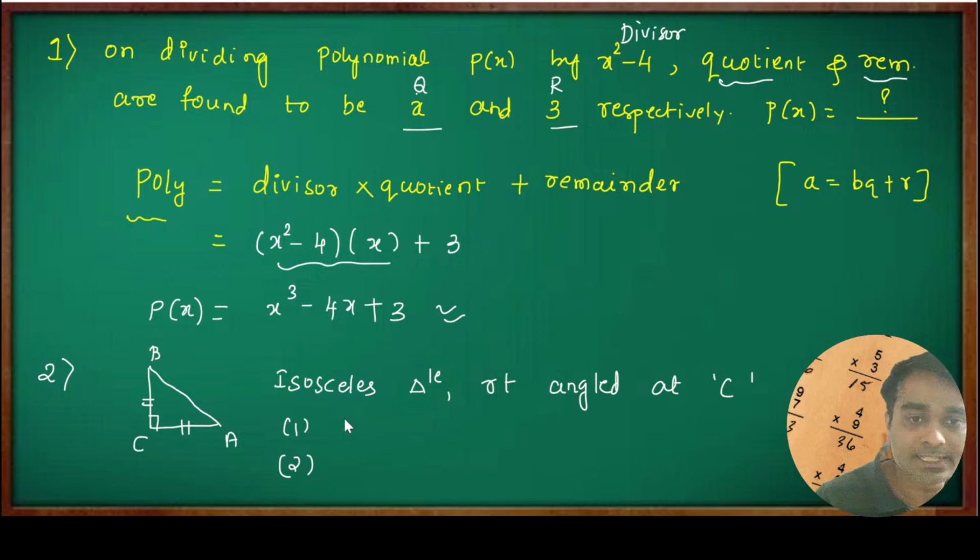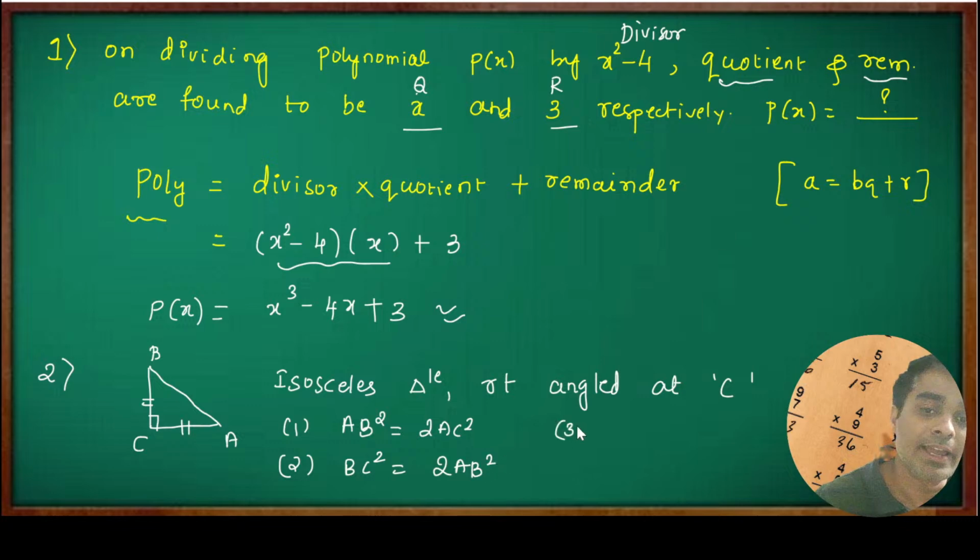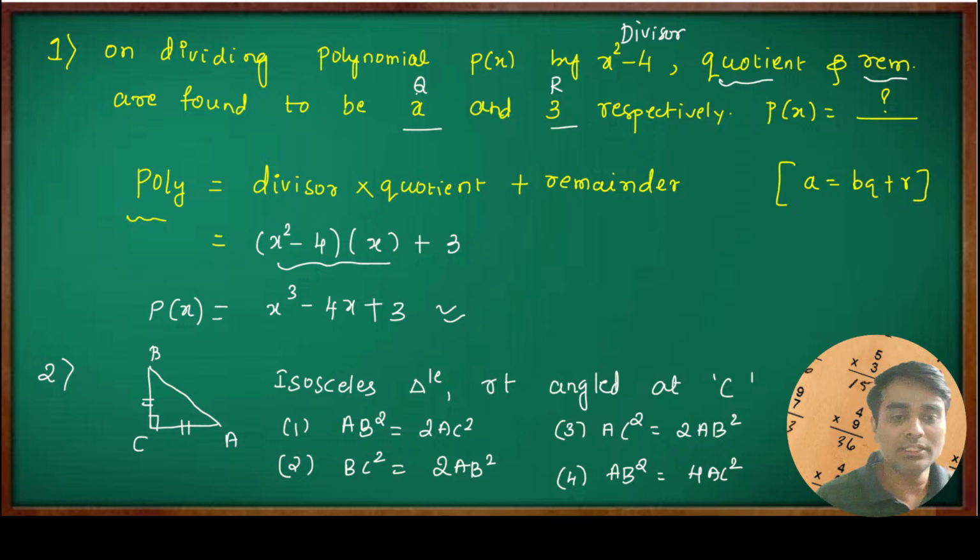First is AB square equal to 2AC square. Second is BC square equal to 2AB square. Third result is AC square equal to 2AB square. And the fourth result, AB square equal to 4AC square. So which among the following results is true for this triangle?